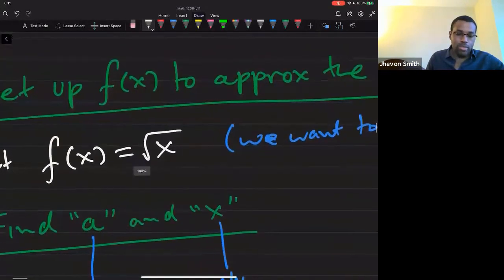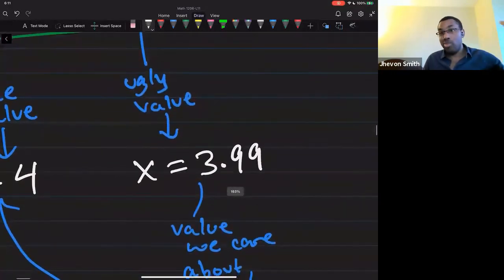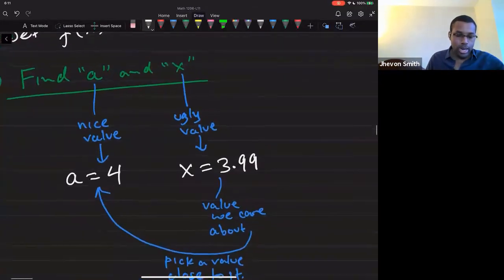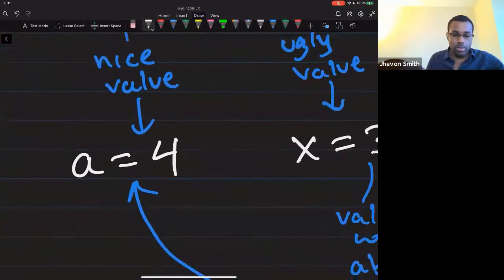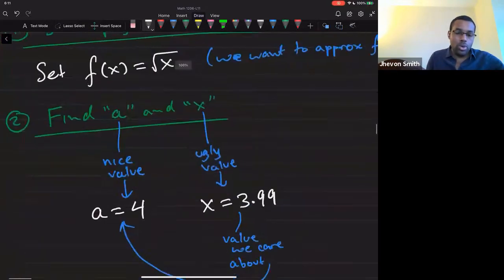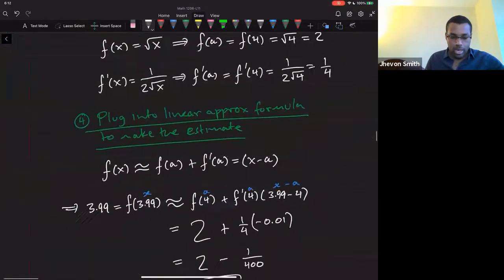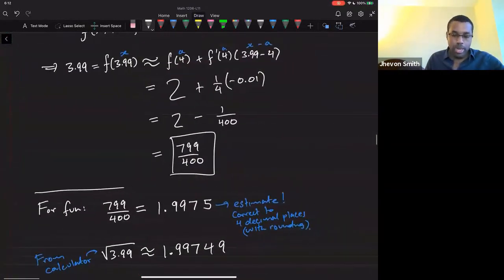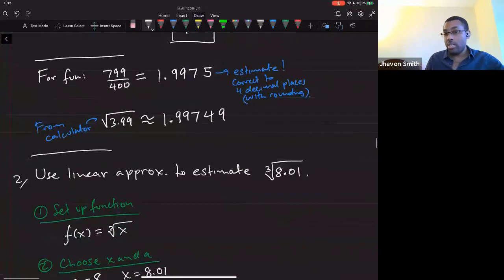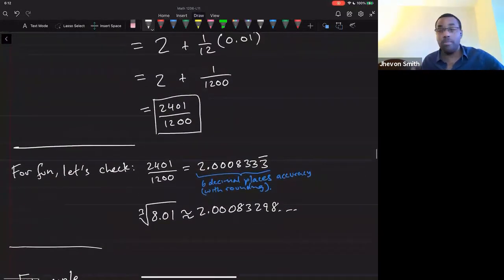The function square root of x seems very appropriate. Our x, the ugly value that we really don't know any information about, is 3.99, while A is 4. It's a value super close to x for which we know the values, because radical x as well as 1 over 2 radical x, it's very easy to compute at the value 4. And so we can use those values to approximate, and we got it within 4 decimal places in one situation and within 6 decimal places in the second situation, which is really dependent on the function, actually.